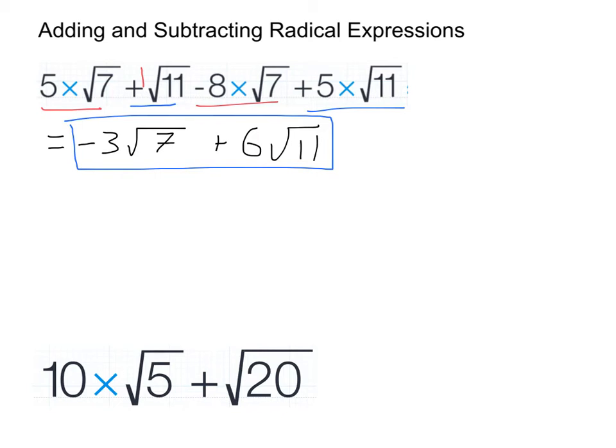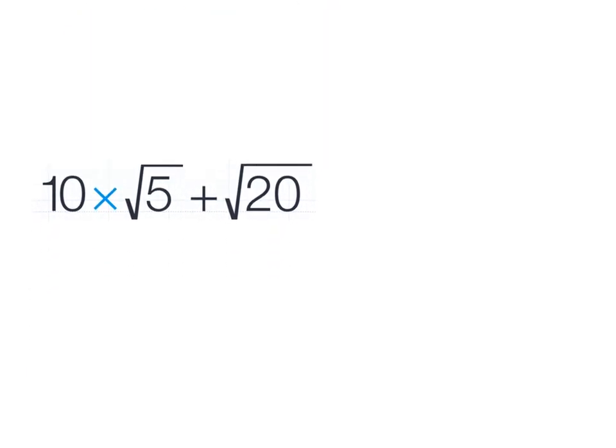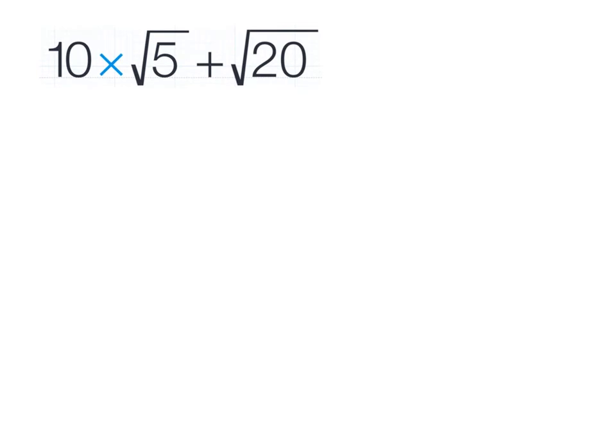All right, so let's take a look at another example, which maybe at first looks like there's nothing else we can do. Here I have 10 square root of 5 plus the square root of 20. Seems like there's nothing I can do here because the square root of 5 and the square root of 20 are different radicals. However, if I keep the 10 square root of 5, I am able to take that square root of 20 and break it down.